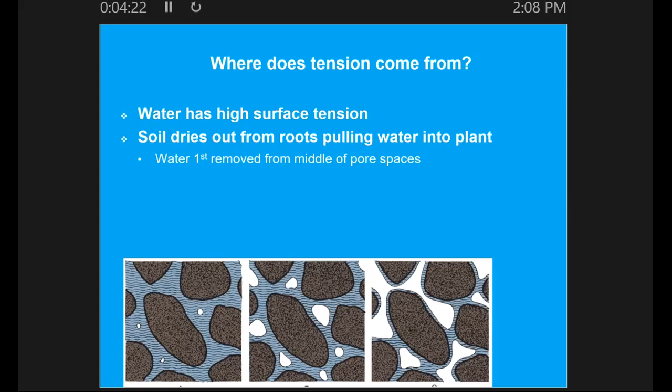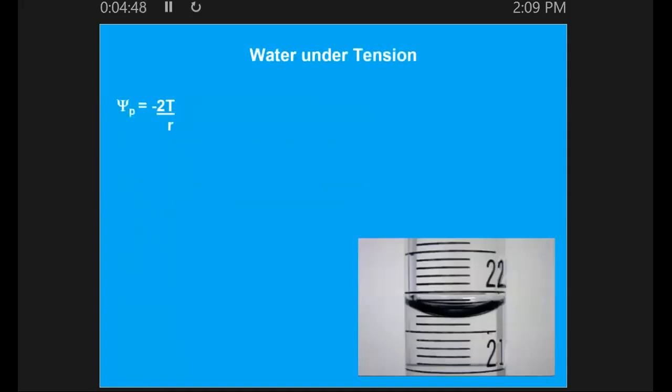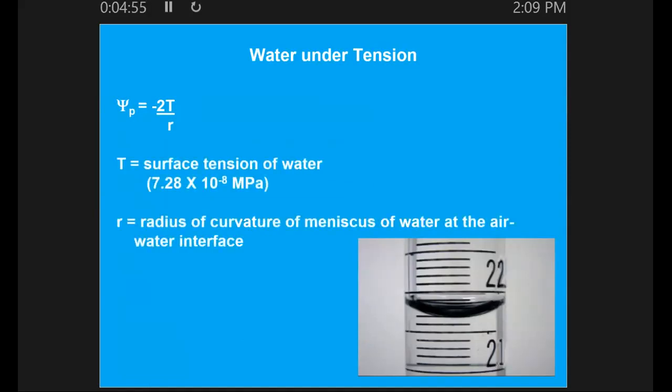That water is a little tougher to remove, and as a result, you get these curved surfaces, what they call the meniscus, or menisci for plural. And that is actually what develops the tension. It's this curvature at the air-water interface that puts a tension on those water molecules. It can be described by this equation where Ψp is -2T divided by R, and T is just the surface tension of water, and R is the radius of that air-water interface.